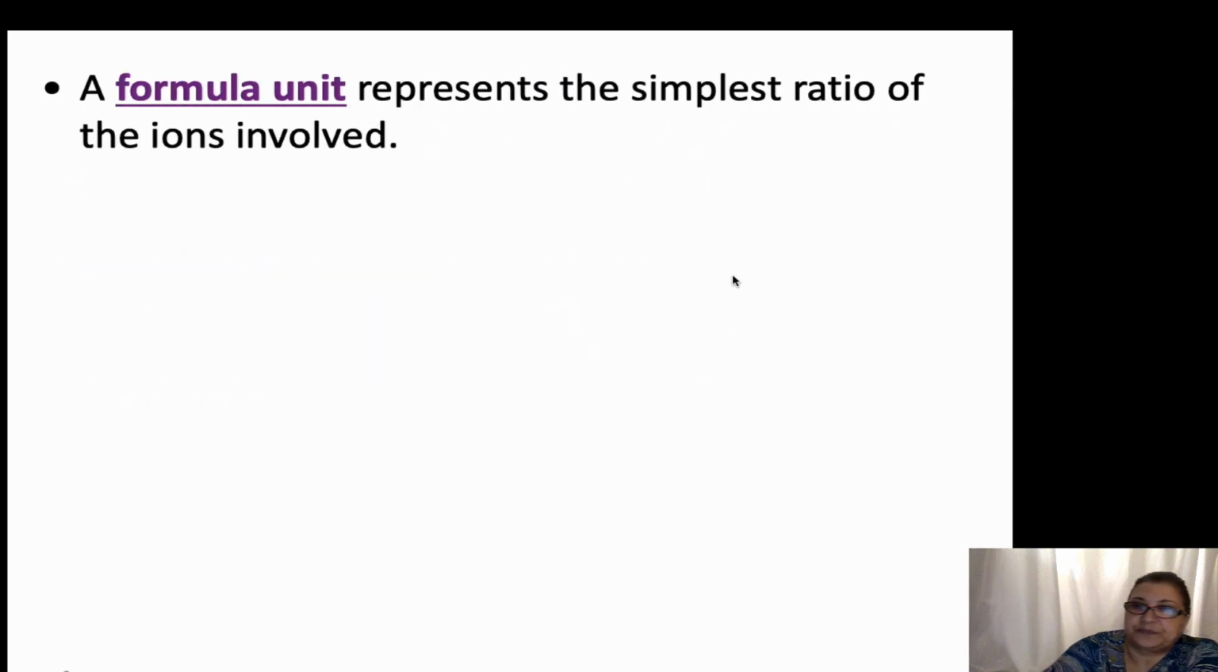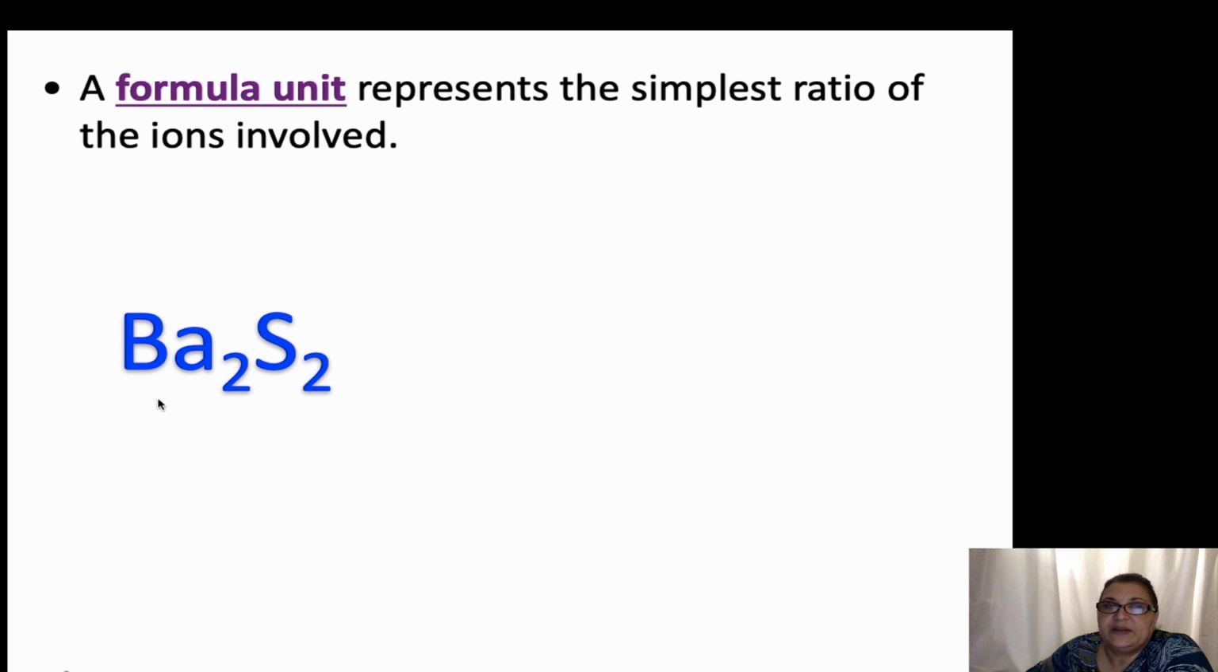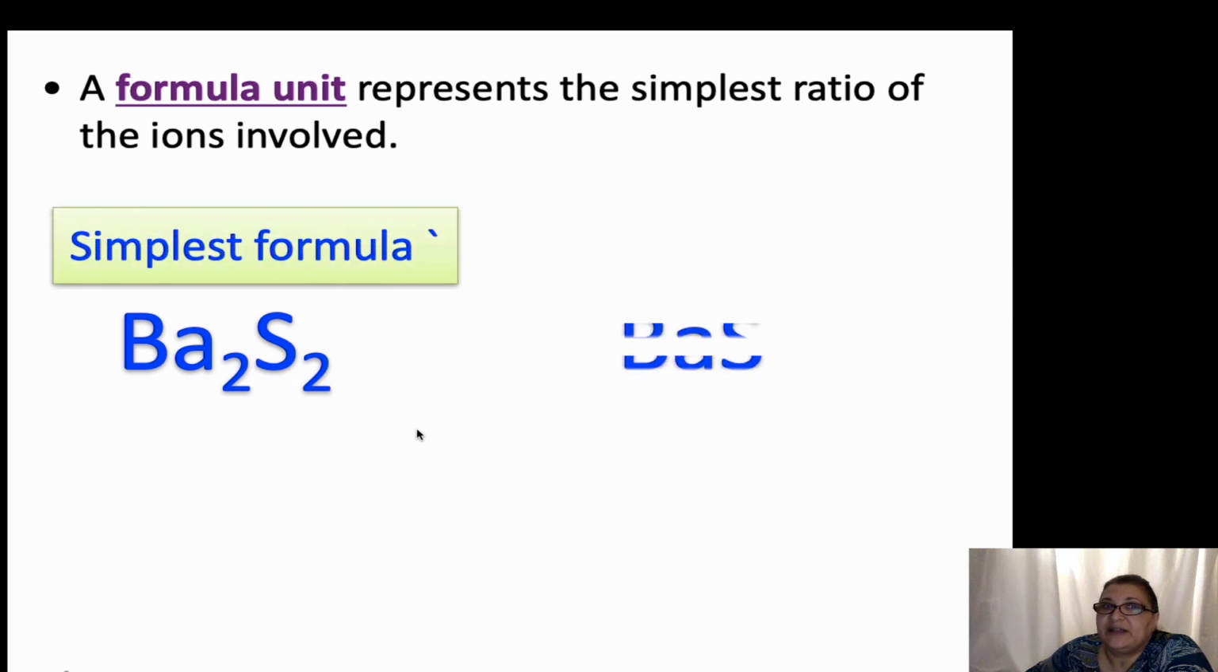Formula unit: the simplest ratio of ions represented in an ionic compound. So if we have barium sulfide, for example, barium is positive 2, sulfur is negative 2. We do the crisscross, it's 2 and 2. Formula unit is the simplest, so we have to simplify. We divide both by 2. So it's Ba and S, a 1 to 1 ratio. Simplest ratio number.